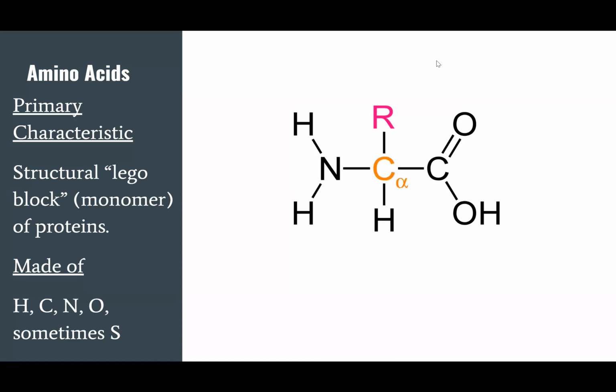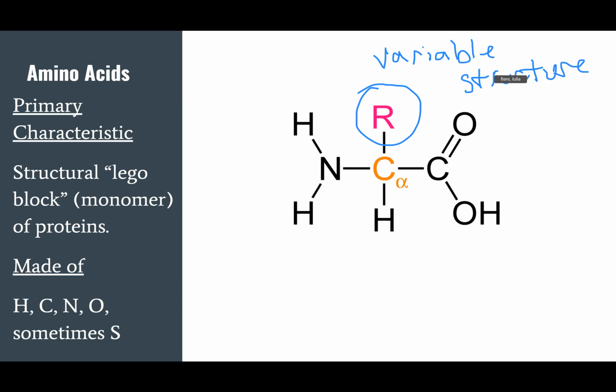So I want you to take a look at this picture on the right-hand side. This R group right here is going to represent a variable structure. So the same way that we talked about R groups when we were talking about functional groups, R just means that there is a variable structure. This R group is going to change depending on what amino acid you are looking at, right? It changes depending on what amino acid you are looking at.